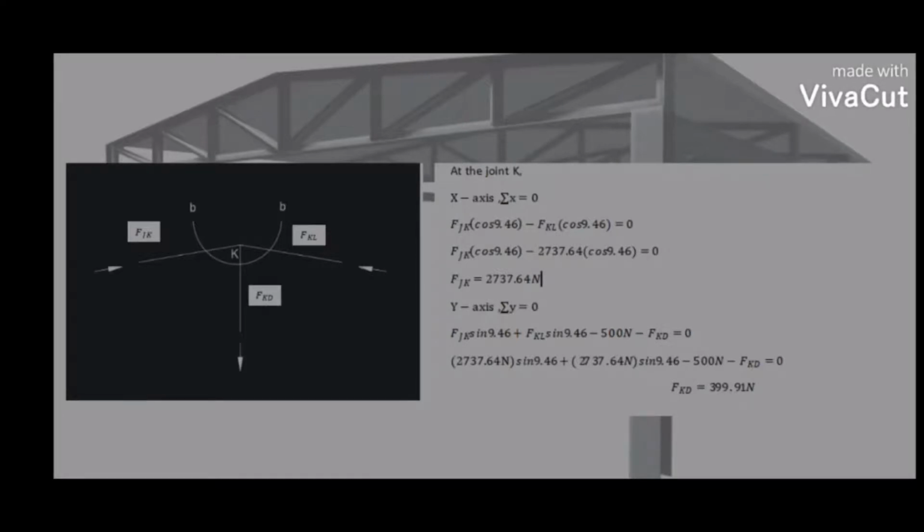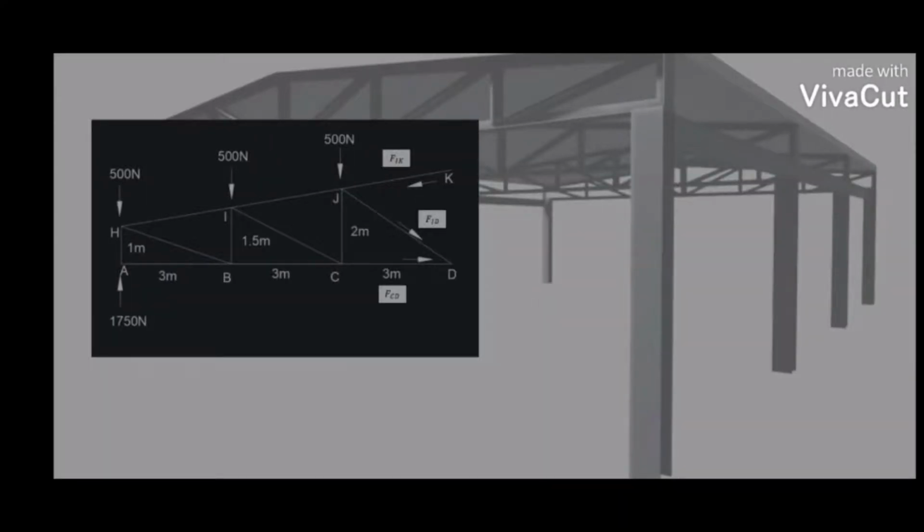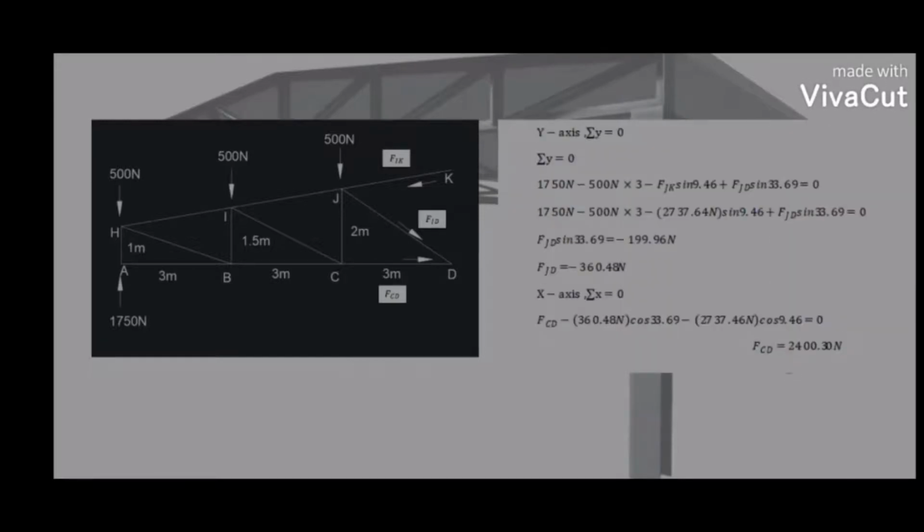We put in all our Fy. We found that our FKD is equal to 399.91 Newton. Next, we use the method of section, cut it vertically to separate it because we know that left hand side is equal to right hand side. So we take half of it only.